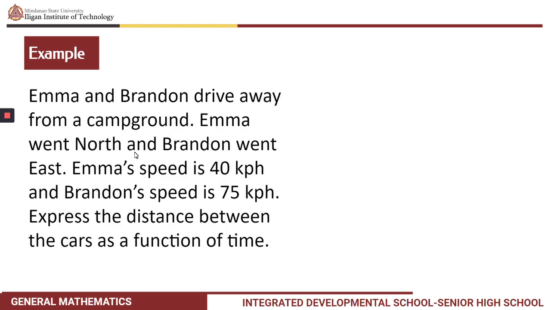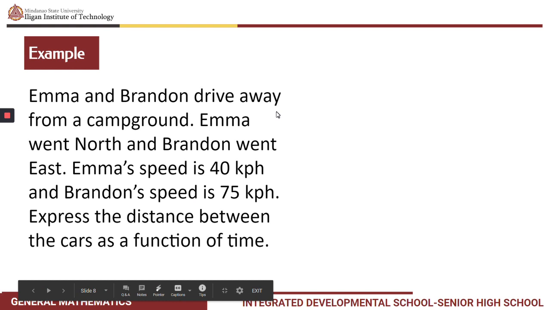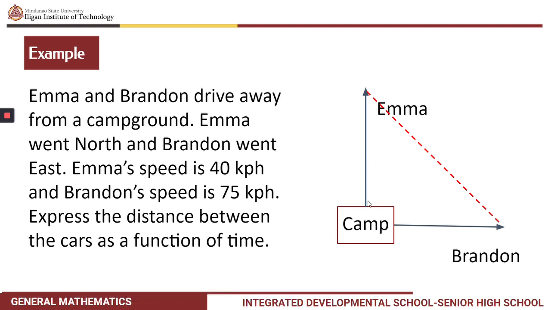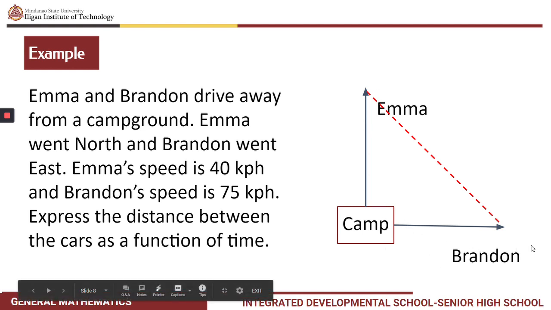This one. Emma and Brandon drive away from a campground. Emma went north and Brandon went east. Emma's speed is 40 kilometers per hour and Brandon's speed is 75 kilometers per hour. Express the distance between the cars as a function of time. Ayan. So the situation is like this. They came from the same campground, and then mag-separate na sila. Si Emma papuntang north, si Brandon papuntang east naman.